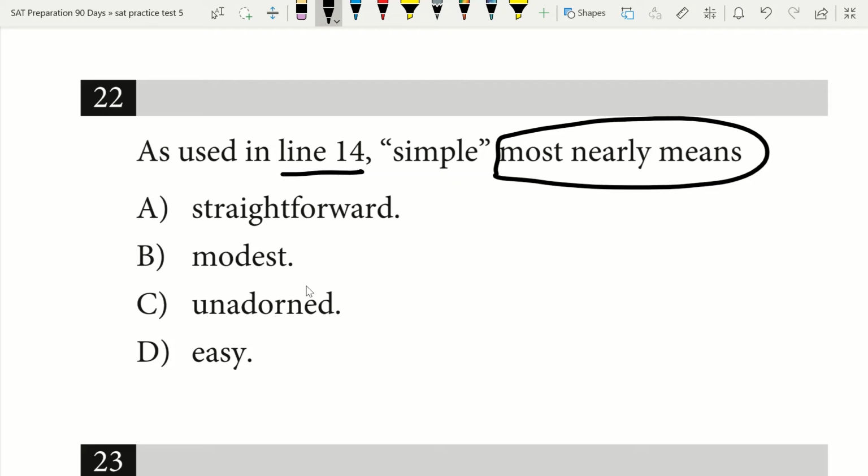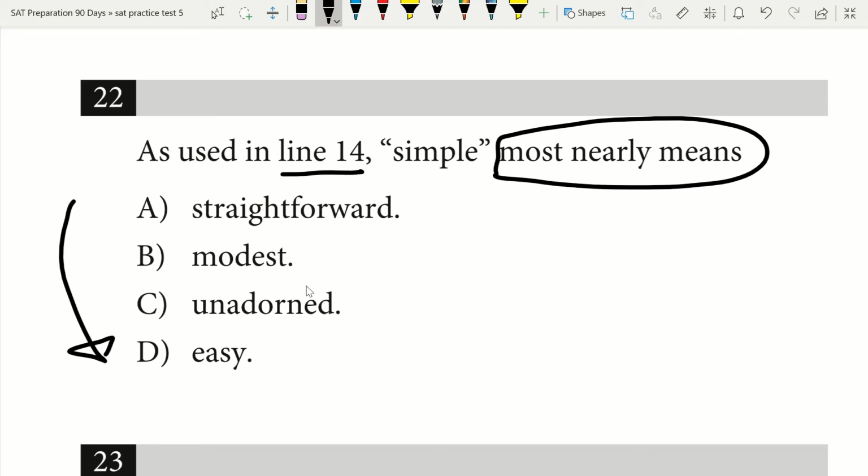Now when approaching these questions, the strategy that I recommend using and that I use to score 1590 on the SAT is this: when you have a "most nearly means" question, don't look at your answer choices until after you've gone back to the line that it directs you to, read the sentence, and come up with your own answer first. By coming up with your own answer first, you won't be swayed or get stuck between two answer choices and not know which one to pick. So in this case, let's take a look at how I would approach this.